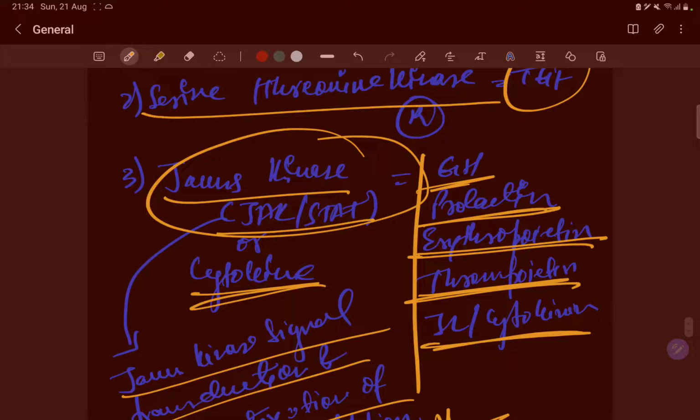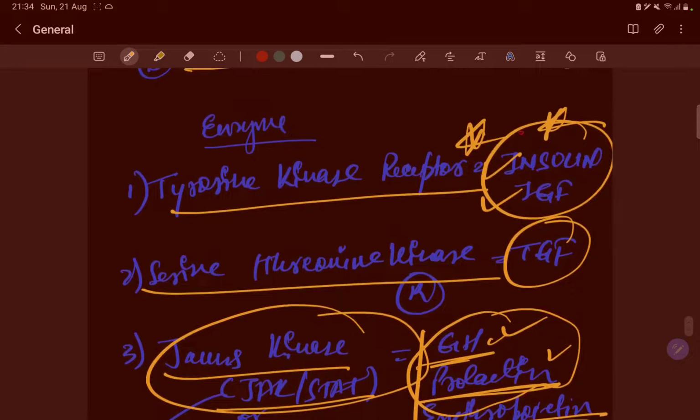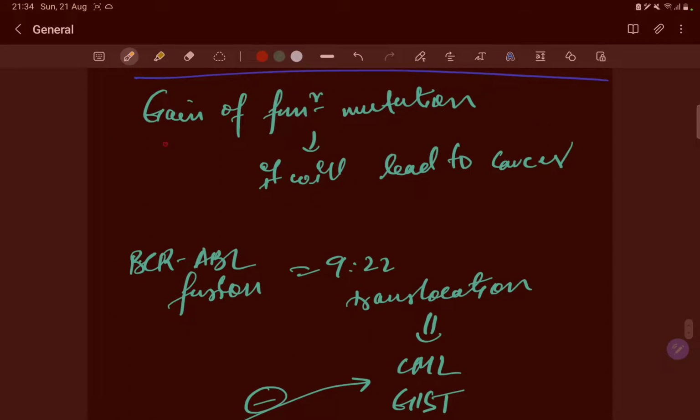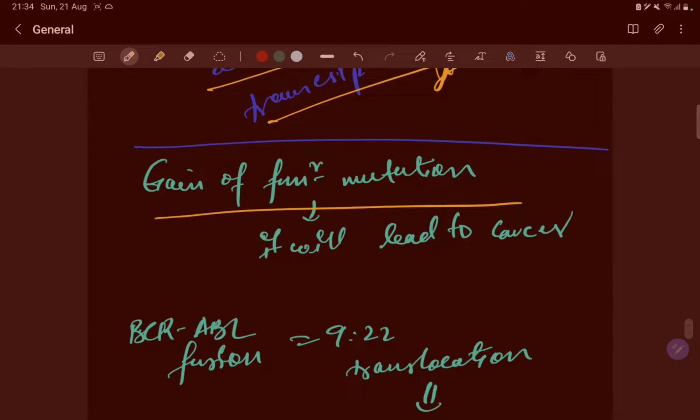So these are the examples, these are the exceptions, that anterior pituitary के सारे हार्मोन GPCR होते हैं except the growth hormone and prolactin. और यहाँ पे pancreatic all enzymes are GPCR except the insulin. ठीक है? Now gain of function mutation. Now gain of function mutation will lead ultimately to cancer.